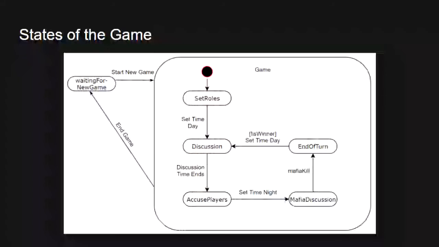Great. So, from there, there's a guard condition, is winner. This checks to see if either the town has won by eliminating all the Mafia, or the Mafia has won by getting rid of the town. And if it is not reached, then the loop repeats. It goes back to the discussion, and then more players are accused, more players are killed, until either the town wins, or the Mafia wins. And when that happens, the game is ended, sending it back to the waiting for new game state.